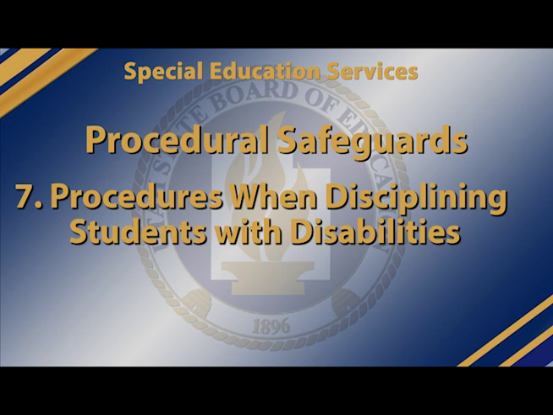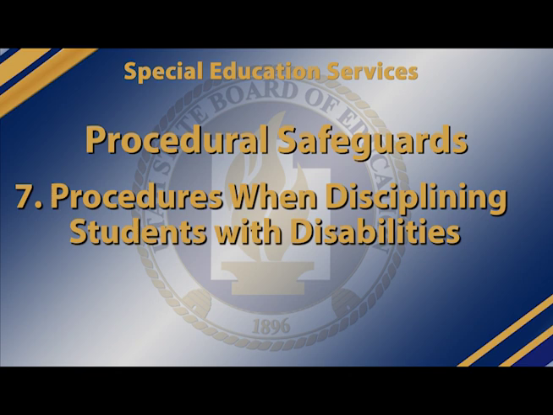Definitions. For purposes of this section, the following definitions apply. Controlled substance means a drug or other substance that cannot be distributed without a prescription, identified under Schedules 1, 2, 3, 4, or V in Section 202C of the Controlled Substances Act, 21 U.S.C. Section 812C. Illegal drug means a controlled substance but does not include a drug that is legally controlled, possessed, or used under the supervision of a licensed healthcare professional or one legally possessed or used under the Controlled Substances Act, 21 U.S.C. Section 812.